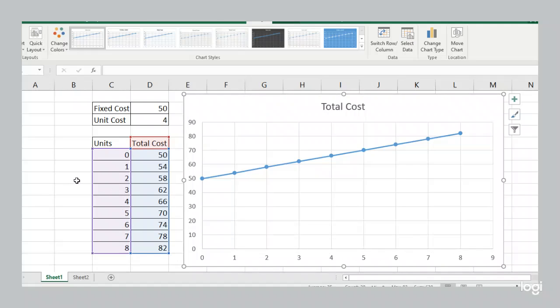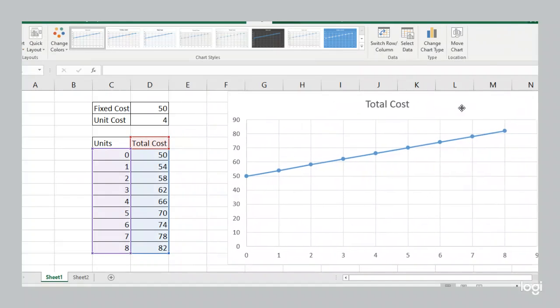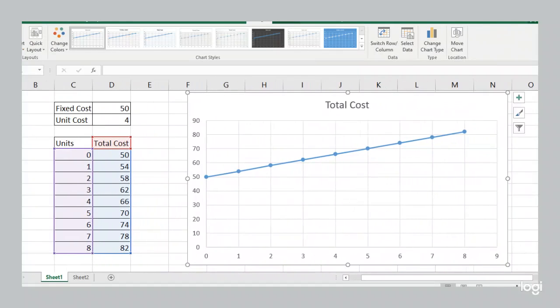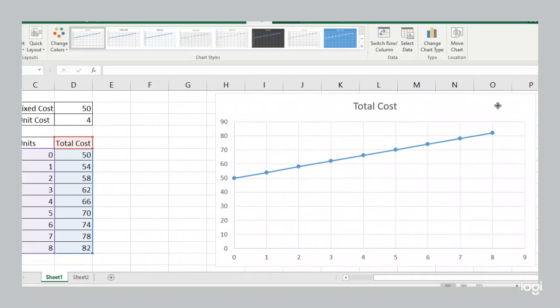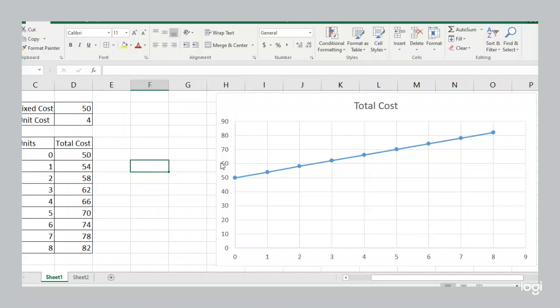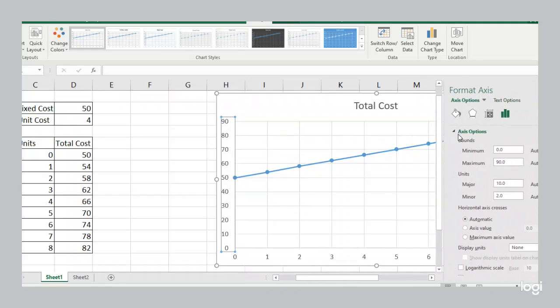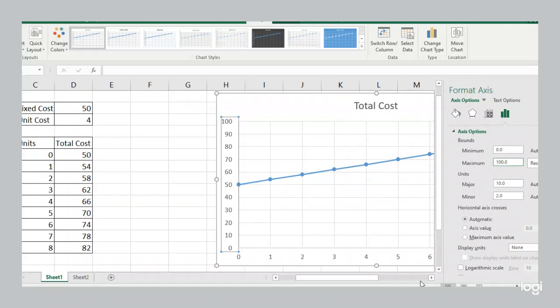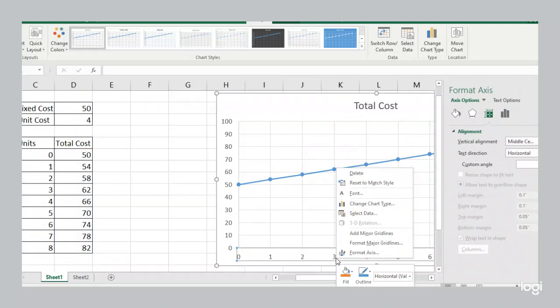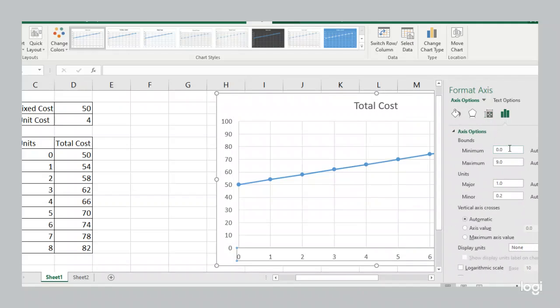Okay. I'm just going to move this over a little bit. Okay, now I'm going to change the axes just so it's fixed. We'll keep the minimum 0. We'll make the maximum 100. And on the horizontal axis, we'll keep the minimum 0 and we will make the maximum 10.